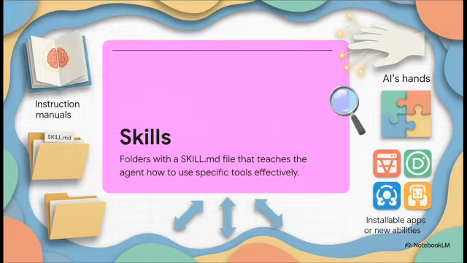So if tools are the AI's hands, then skills are the instruction manuals. They're written in plain English, and they teach the agent how to combine its tools to pull off more complex goals. You can honestly just think of them like installable apps or new abilities for your AI.